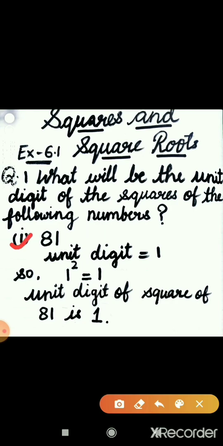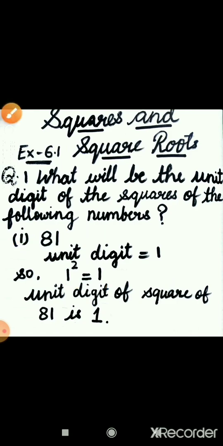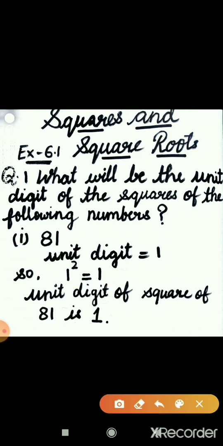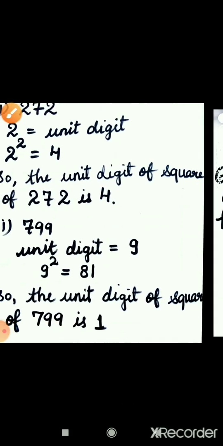Part 1, 81. Unit digit of 81 is 1. So square of 1 is equal to 1. Unit digit of square of 81 is 1. Got it? Next one.